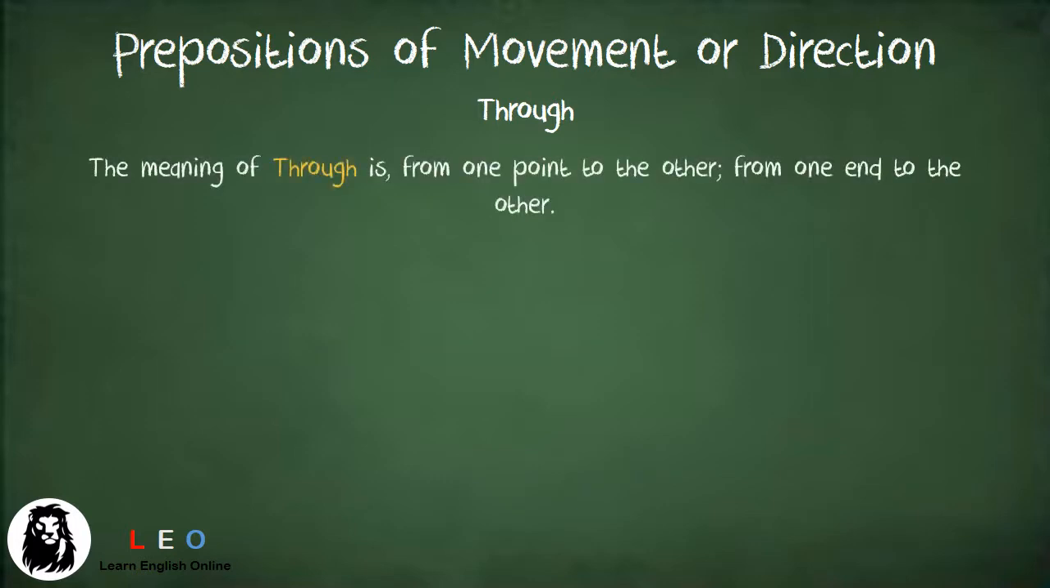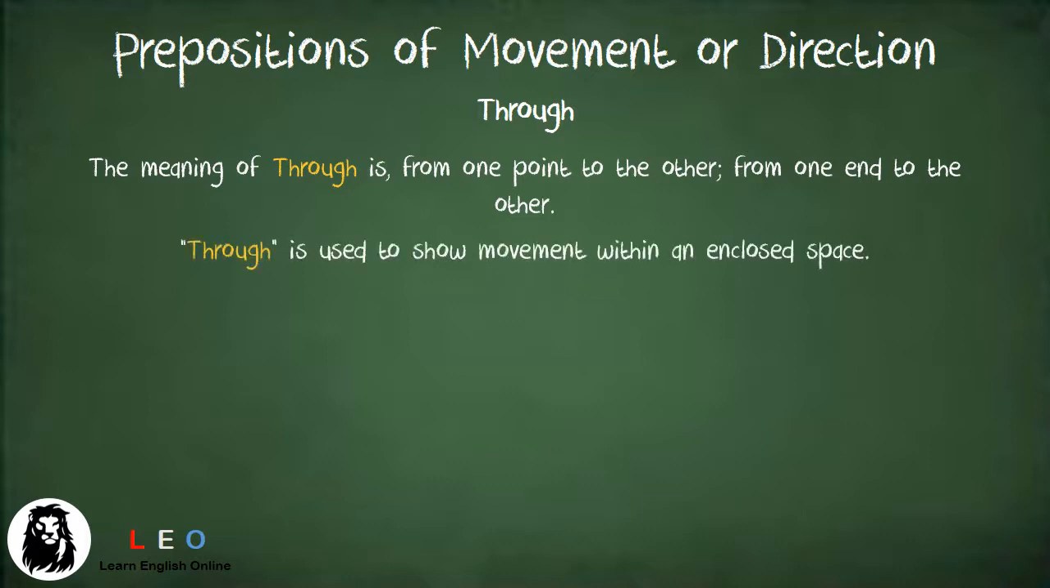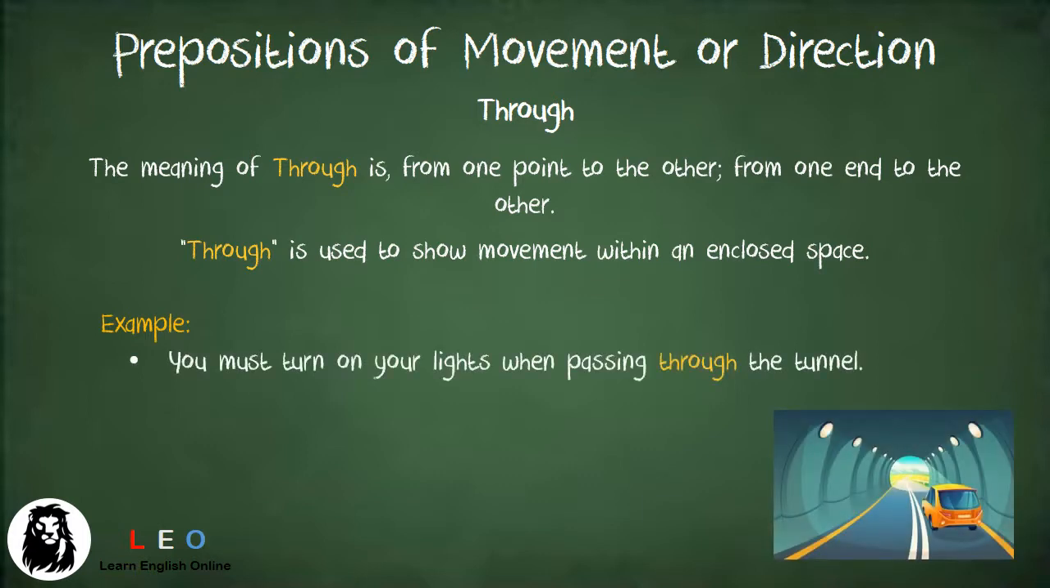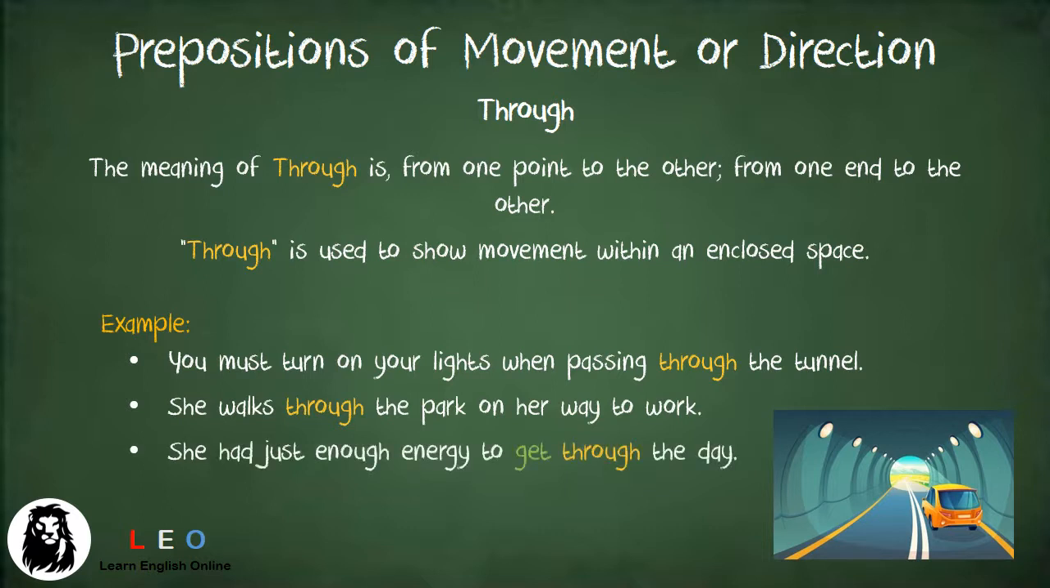Through. The meaning of through is from one point to the other, from one end to the other. Through is used to show movement within an enclosed space. For example, you must turn on your lights when passing through the tunnel. She walks through the park on her way to work. She had just enough energy to get through the day. We sat through two of the speeches and then left.